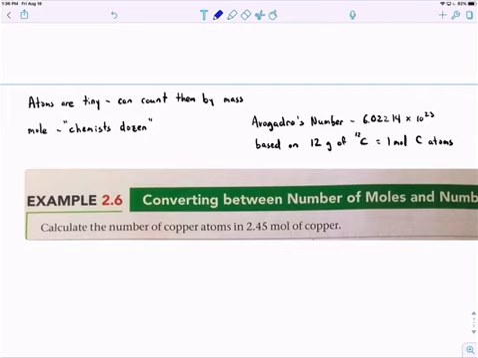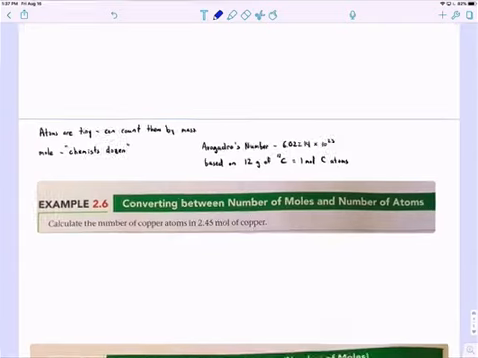And I mentioned this last lecture. We might change this, probably not in the too near future, but we'll see. Who knows if and when they'll change the definition of a mole.